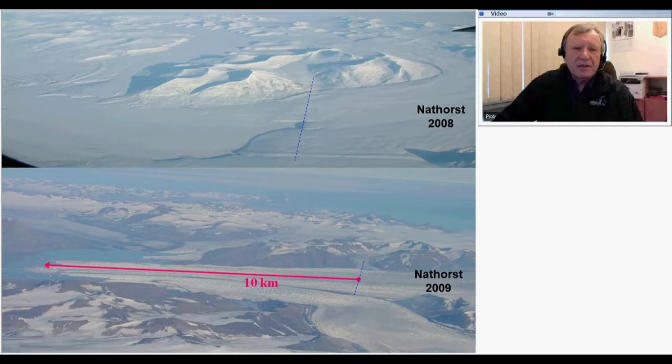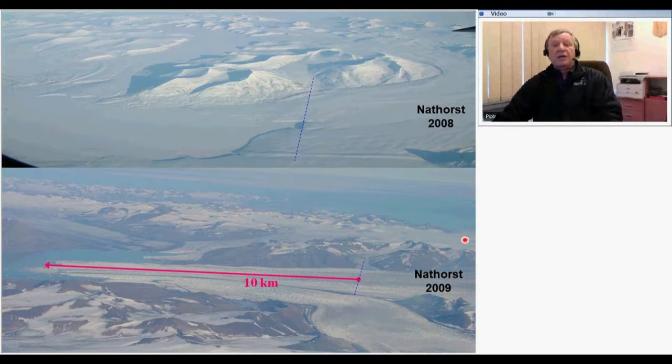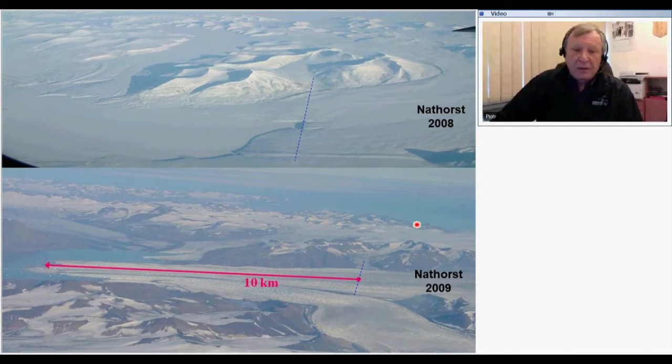Here is the next element on this same Svalbard. I present two pictures from when I was flying to Svalbard. You see here we have the Nordhorst glacier, and in 2009, a year later, in this same area, you see that we have the marking of this same valley, and here the glacier is surging. Surging 10 kilometers in 2 months, which is more than 50 meters per day. This speed of the surging is much higher.